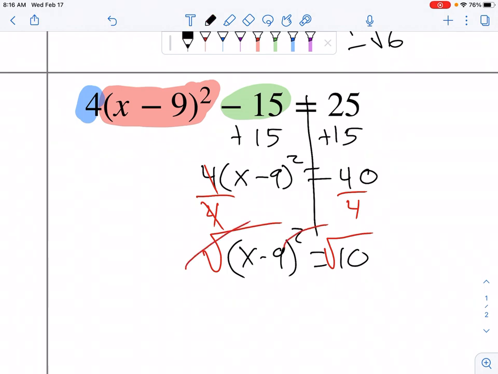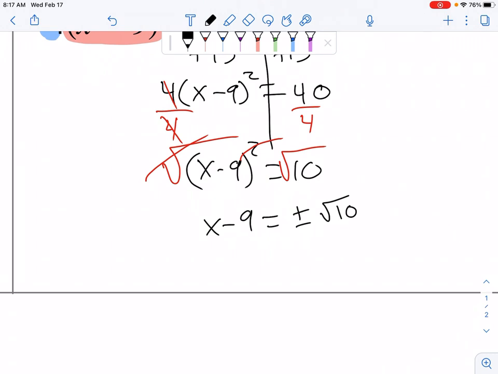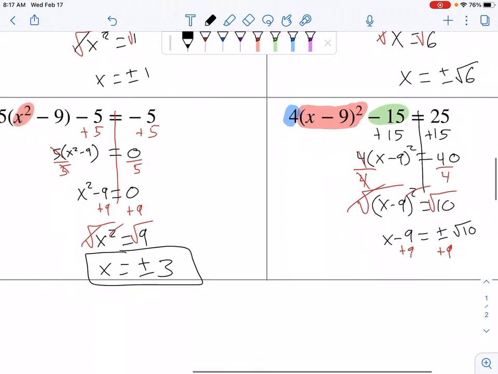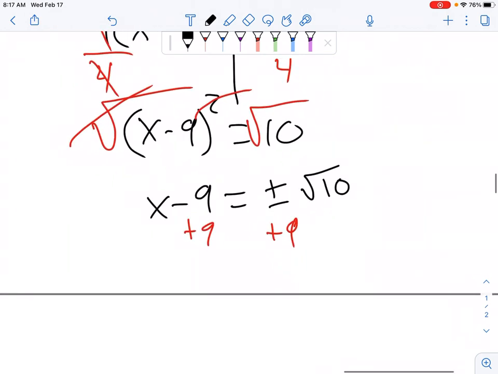Now that that's by itself, I can take the square root of both sides. That's going to undo the squared, so I get x minus 9 equals plus or minus square root 10. 10 is not a perfect square. And then we're going to add 9 to both sides. So if you get a perfect square, if you get like a whole number over here, I would say split it and solve for each. If you get a variable, or if you get a radical, then I would say you're good to just, this is going to give us 9 plus or minus square root 10.